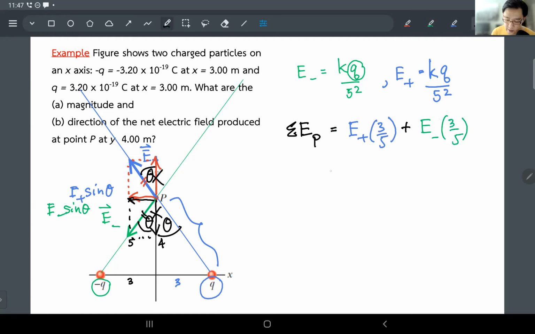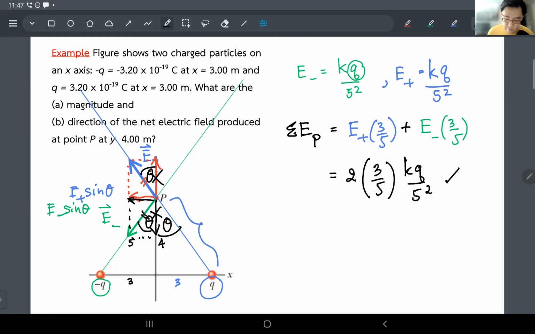And you're almost done here. So at the end, you're going to get twice the 3/5, and then just take one E, K Q over 5 squared. And you are done. Okay.